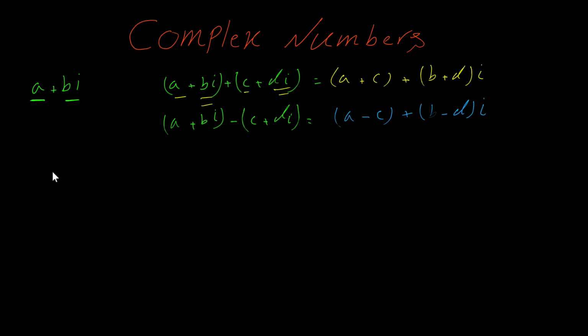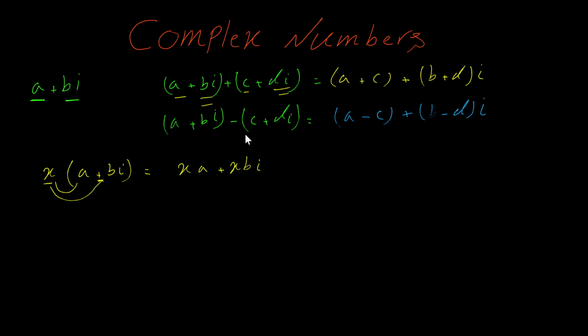Now, to do the multiplication, if we have a complex number multiplied by, let's say, just a number, x multiplied by a plus bi, the x value gets multiplied by a, and it also gets multiplied by b. So we will have xa plus xbi.